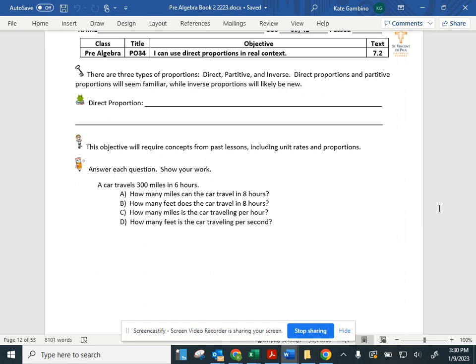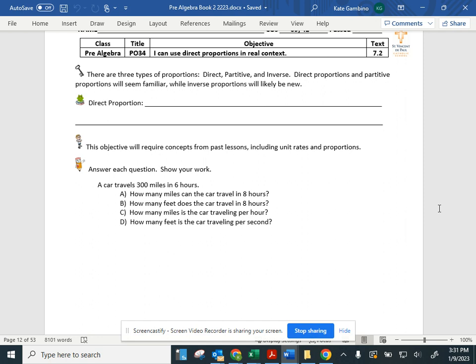So there are three types of proportions that we're going to be talking about: direct, partitive, and inverse. Direct proportions and partitive proportions will seem familiar, while when we get to the inverse proportions, it's most likely to be new for us. So today's objective with the direct proportions should be a little bit easier because we're using stuff that we've already been doing, and it's not something that's crazy and new.